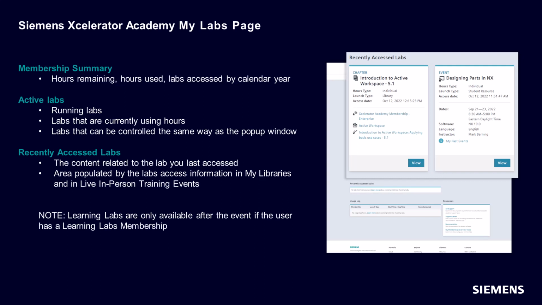When you click on Access Lab in a chapter or in instructor-led events, this section is populated with the corresponding information. You will see the associated information about that lab shown here, including where you access it from, which membership you use to access it, when you access it, and what content information is related to the access point. Note that Xcelerator Academy Labs are only available after the event if the user has an Xcelerator Academy Labs membership.